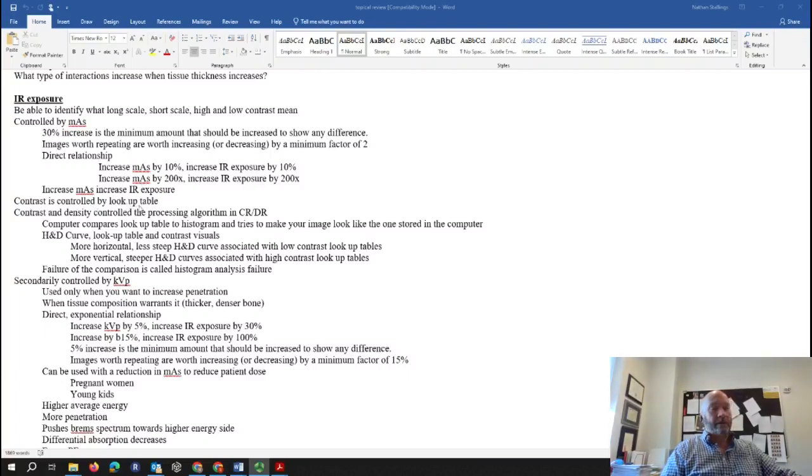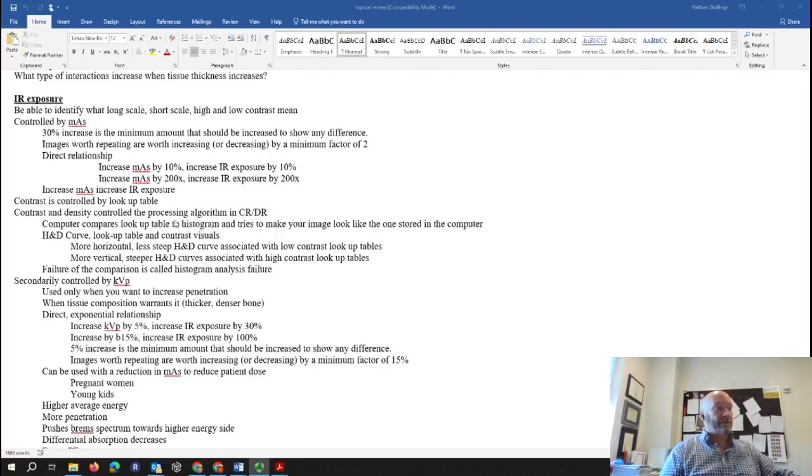Contrast is really controlled by your lookup table. kVp and mAs don't really have much of a part in your contrast. Your lookup table is primarily what's going to control that. There might be a little bit of a change, but unless you took two images with different kVPs and mAs that you could compare side by side, you're not going to be able to tell much of a difference at all. So contrast and density are really controlled by that lookup table. That's the computer processing algorithm, what we call a lookup table in CR and DR.